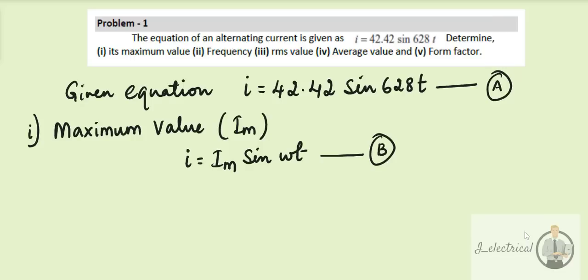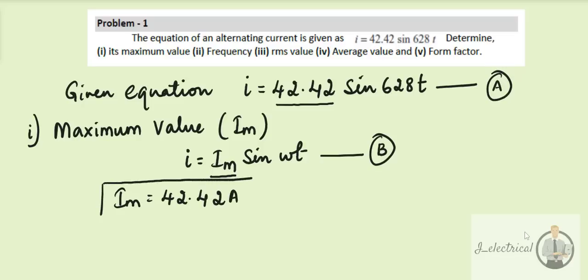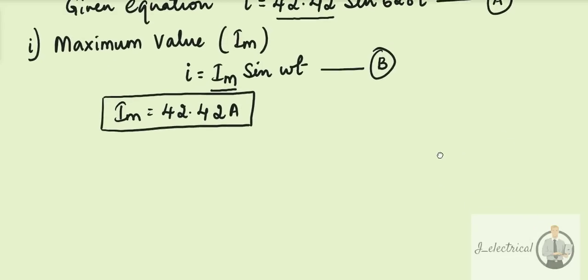Okay. So if I compare, i they are same. So in place of Im you have 42.42. So directly you can say that from comparing the equations, Im is equal to 42.42 amps. So this is your first answer. Next one is frequency.